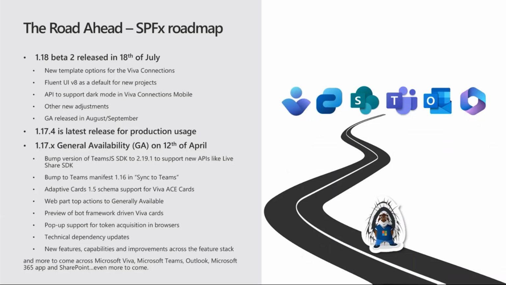And what we're currently having in the SharePoint Framework: the GA version is 1.17.4. It's the latest production-ready version. And as I mentioned, we have 1.18 beta 2. We have new possibilities for the ACE platform, new components in there. And one more feature that was added explicitly in beta 2 is support for dark mode in Viva Connections mobile.